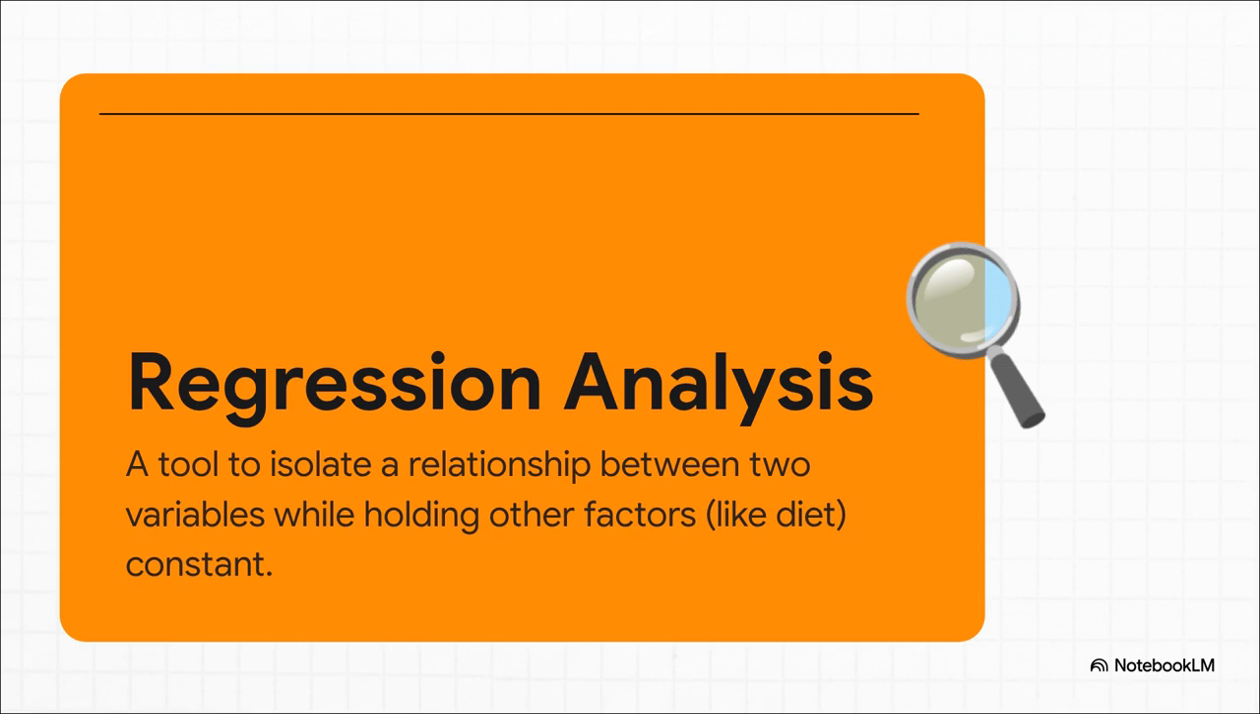The tool is called regression analysis. The best way to think of it is like a statistical detective's magnifying glass. It's a powerful technique that lets researchers mathematically control for all those other messy variables, like diet, exercise, family history, so they can isolate the one specific relationship they care about, like the one between smoking and cancer. It's how we find the signal in all that noise.